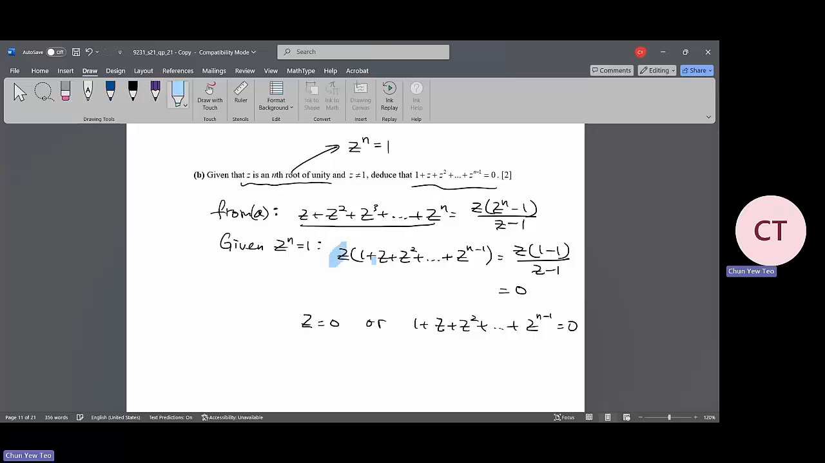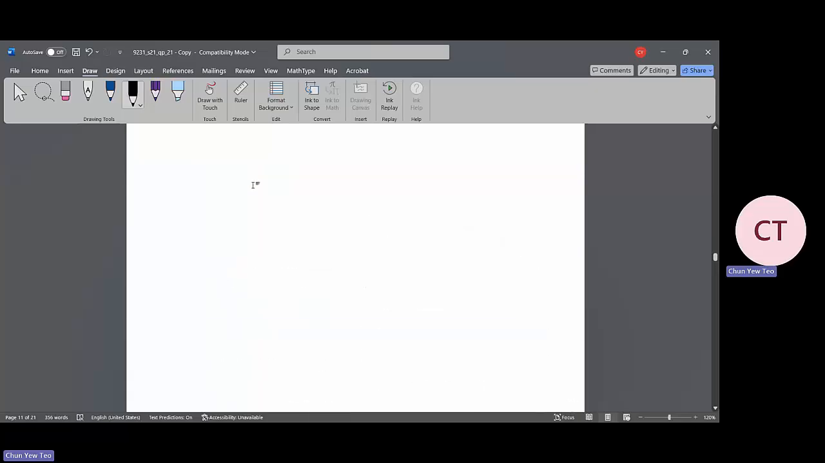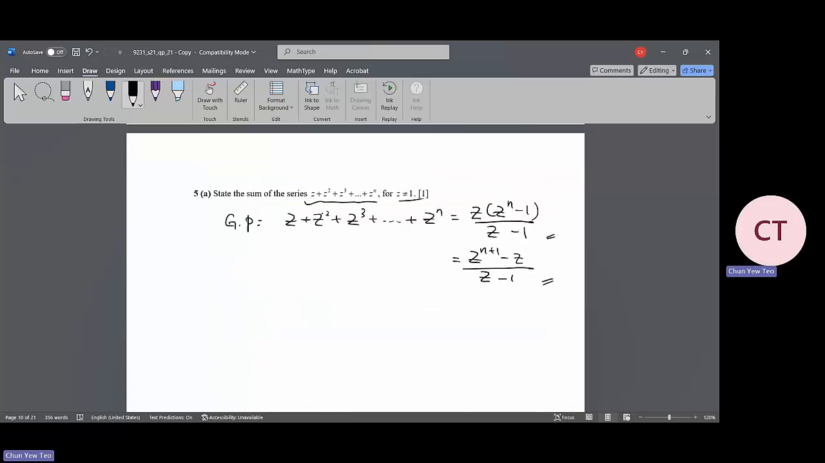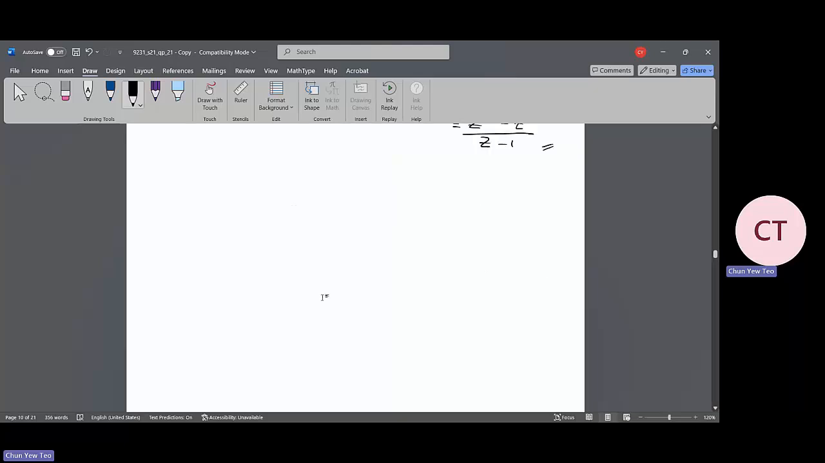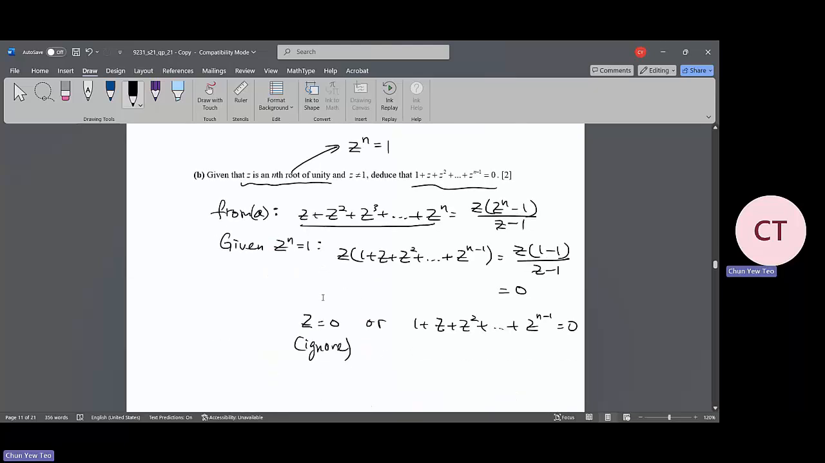Either z is 0 or the whole thing here is 0. Over here, z is not 0, so we ignore or reject it. Because if z is 0, then the whole thing here will be 0, 0 squared, 0 cubed until 0 to the power n. That is not really meaningful for us to have z equal to 0, so for this case, we ignore z equal to 0.